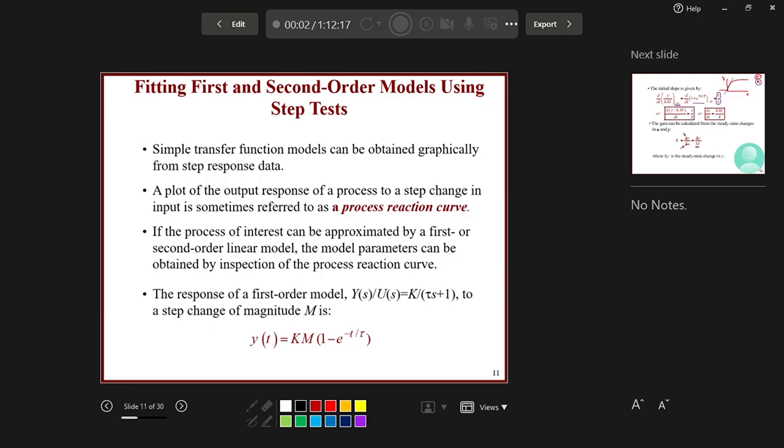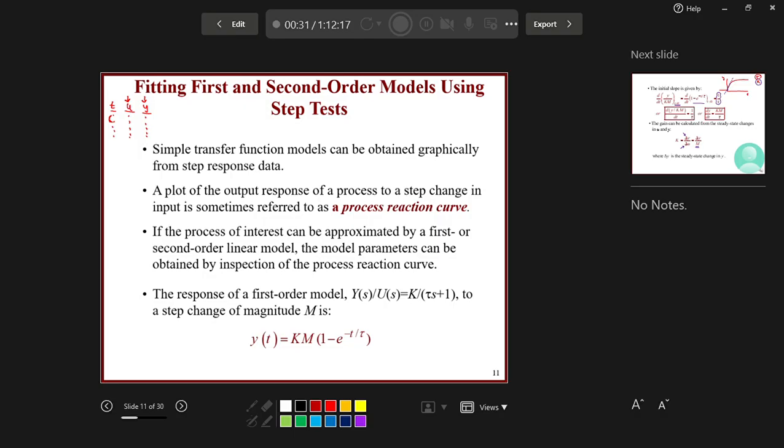After collecting the input-output data, what you will have is something like this. You have time, you have input, and you have output. Now, time is not really important. All we need is the time step. But what is important is the input and the output.